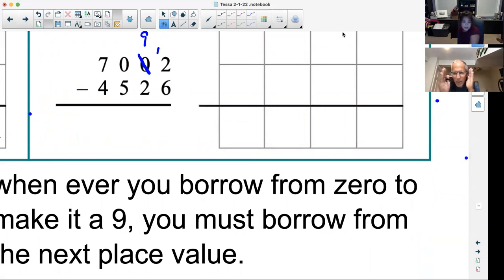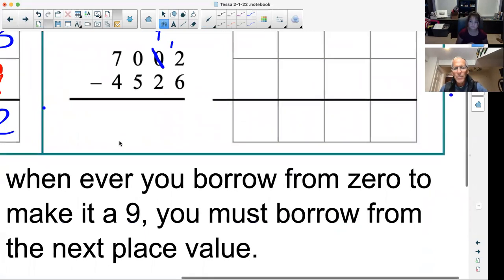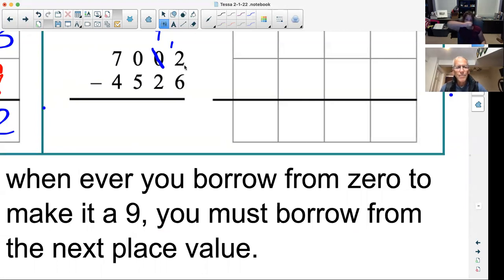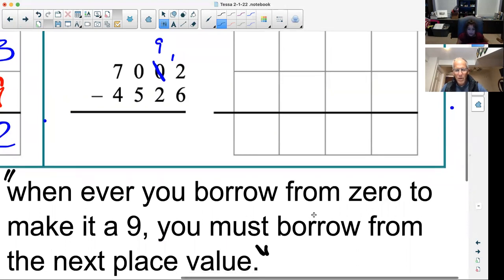I'm right over here. 0 is too small for 5. No. Do you see anything here which says anything about it being too small? No. Tessa, read the rule right now, please. Whenever you borrow from 0 to make it a 9, you must borrow from the next place value. Read it again. So look up, Tessa.